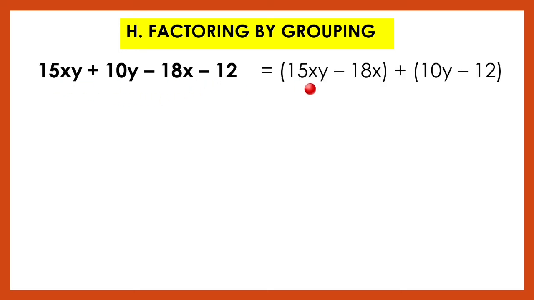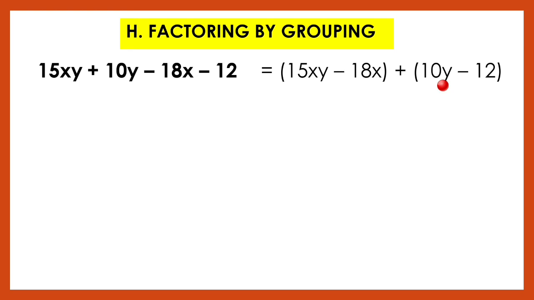Let's have factoring by grouping. So, for example, we have 15xy plus 10y minus 18x minus 12. So, meron na tayong apat na terms. So, ang unang gagawin natin, i-group natin yung terms na merong common factor. So, we have 15xy minus 18x. So, parehas silang may common factor na x. And then, another group, 10y minus 12. So, meron silang common factor na 2.